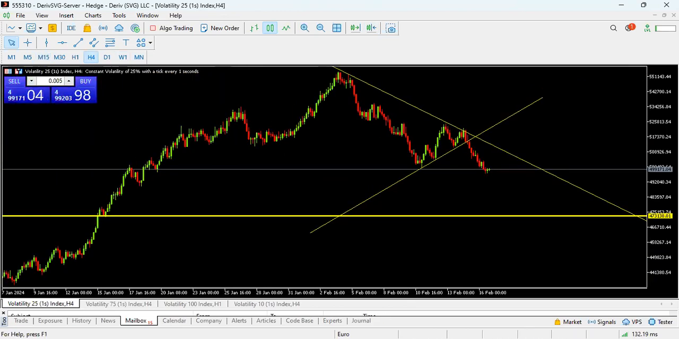So let me just see. Let's see if we can do this in the currency pairs. Let's see if we can have this analysis with the currency pair.